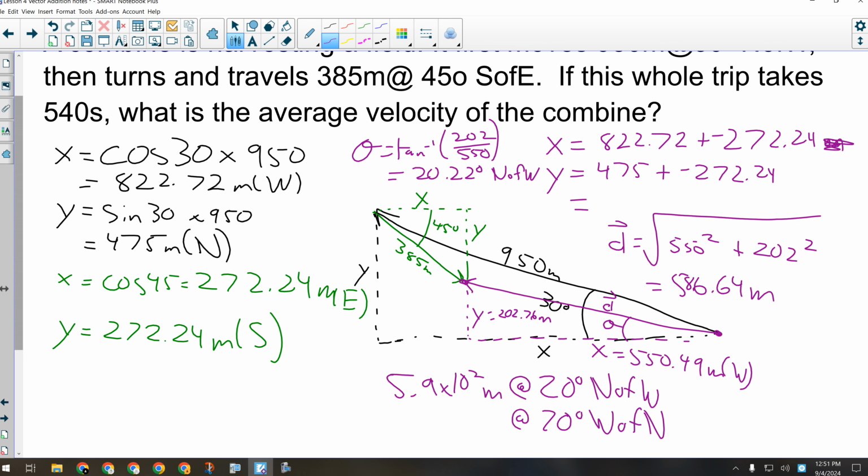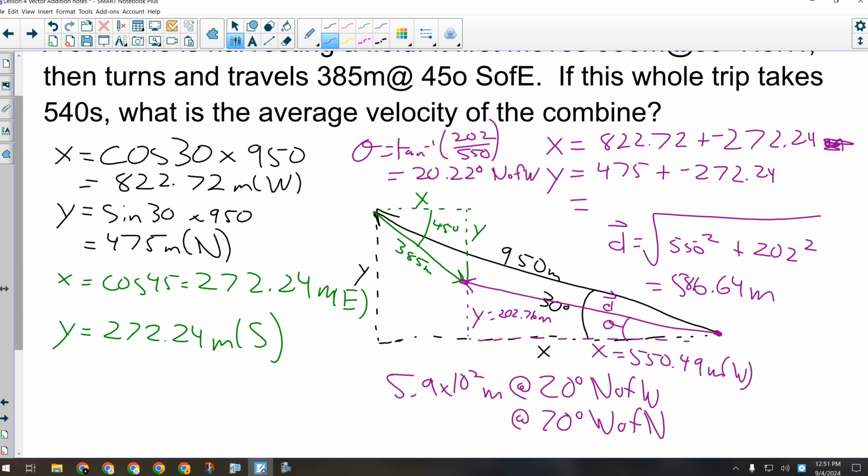Arlen, question? Yeah, I know. I'm not quite done yet. Oh. Yeah. Thanks for reminding me. I skipped a step. All right, I missed a step. Okay, so the whole trip takes 540 seconds. What's the average velocity of the combine? So I actually shouldn't have rounded yet. I should have actually kept going with what I had there.